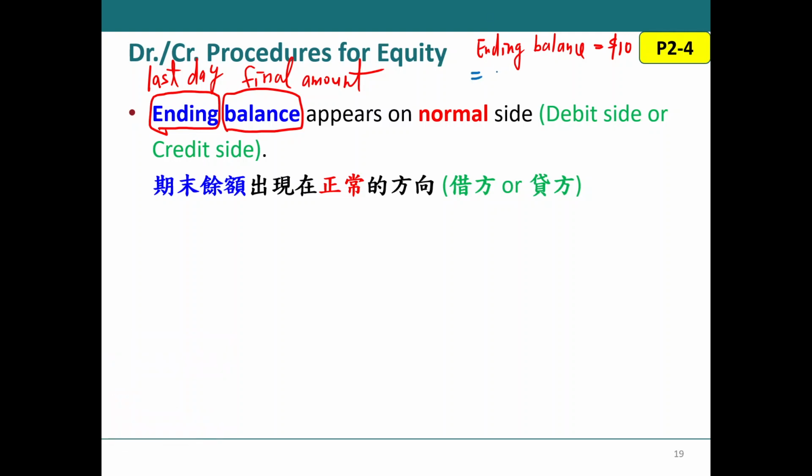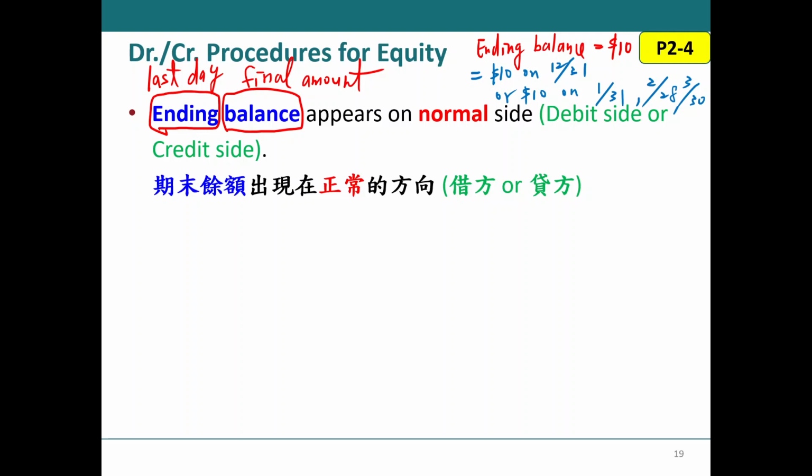So it means $10 on December 31st or $10 on the last day of January. Should be January 31st or maybe February 28th or maybe March 30. Okay, so that's the ending balance.